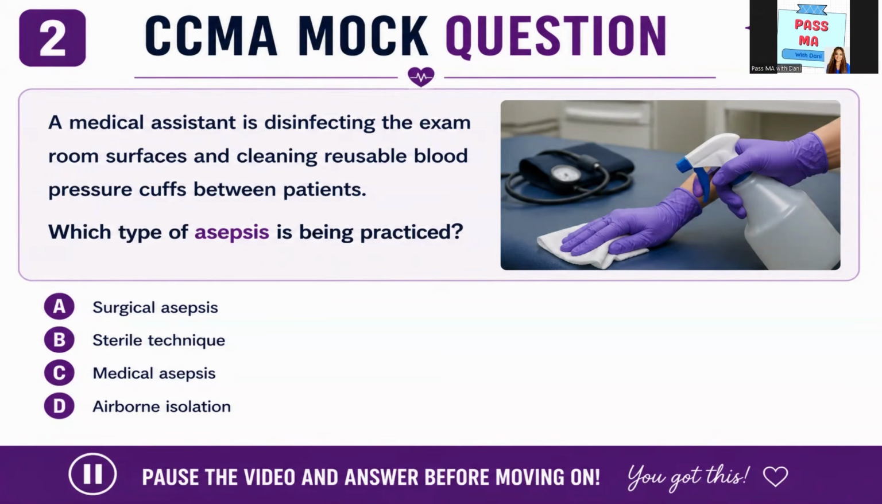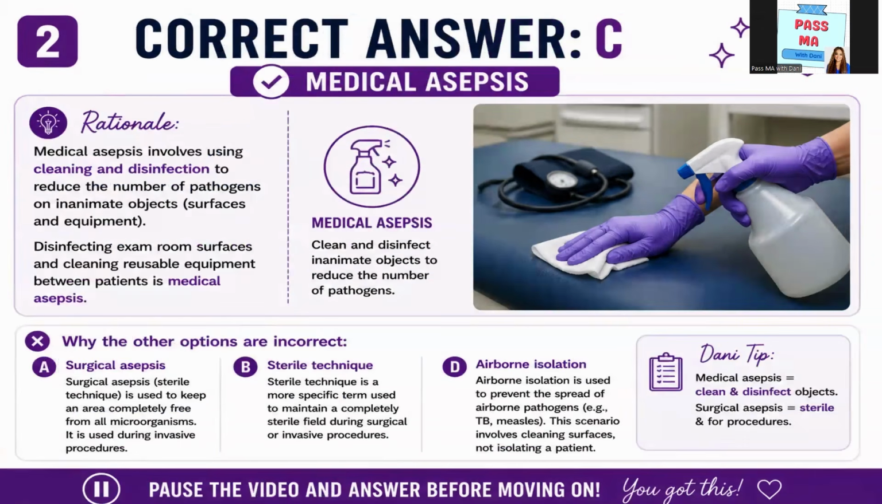Now, if you said C, then you are correct. Okay? Medical asepsis involves using cleaning and disinfecting to reduce the number of pathogens on inanimate objects, surfaces, and equipment. Disinfecting the exam room surfaces and cleaning equipment between patients is considered medical asepsis. Also, washing your hands or using hand sanitizer.